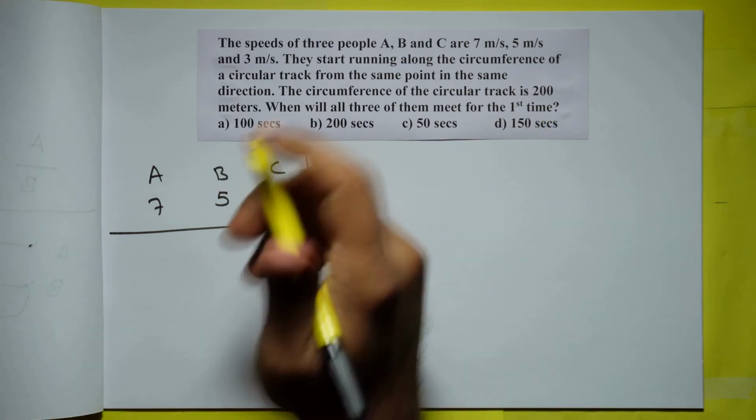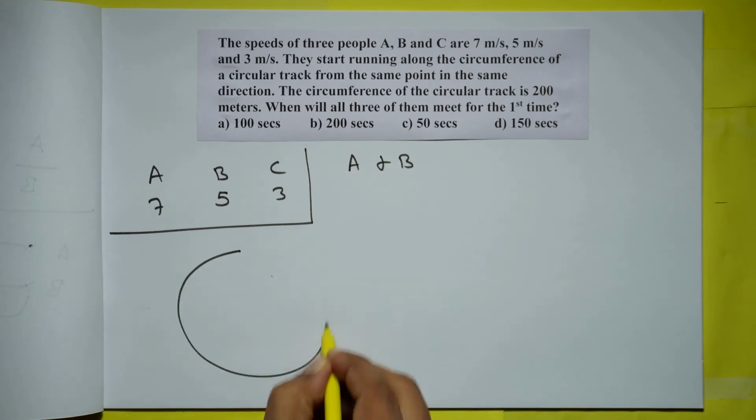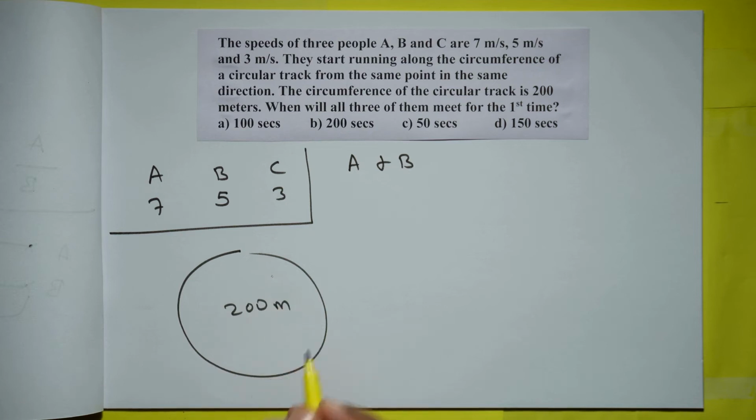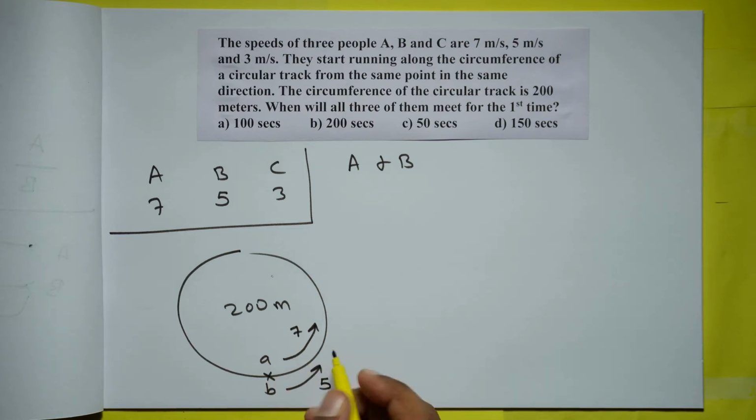So first we'll find out when will A and B meet. Now this is the circular track. One full round is 200 meters. Now both A and B are here. A, B and C, they are all here from the starting point, but we'll just consider A and B first. They are both moving in the same direction. A speed is 7 meters per second, B speed is 5 meters per second. So in 1 second A will do 7 meters and B will do 5 meters. And A will be ahead of B by 2 meters. And every second A will be ahead of B by 2 meters.